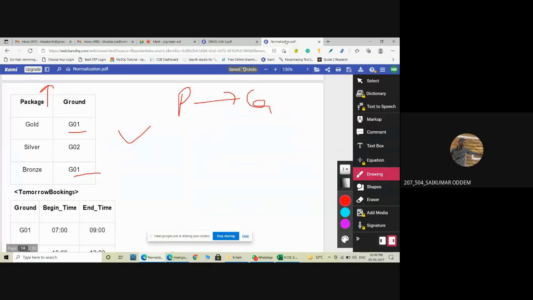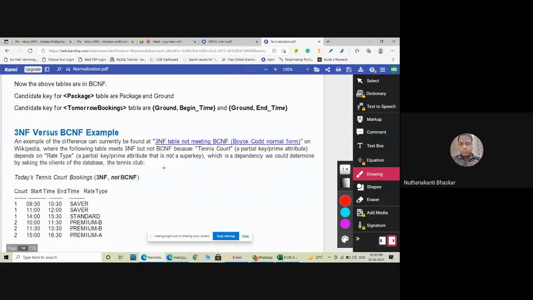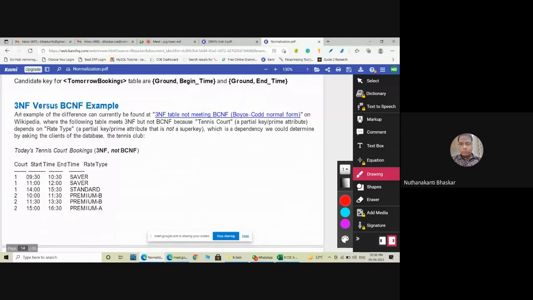Now, this is a very famous example, third normal form versus BCNF. If you understand this, then automatically you can understand BCNF. Actually, this example is there in Wikipedia. You can even search in Wikipedia and you will get this example for BCNF, because people get confused between 3NF and BCNF, so that we can solve the given relation in 3NF as well as BCNF and understand.